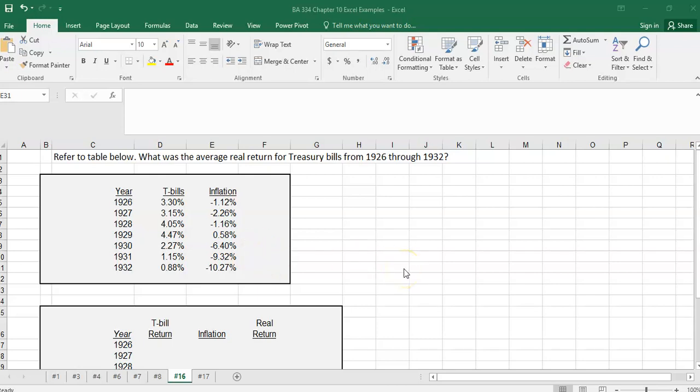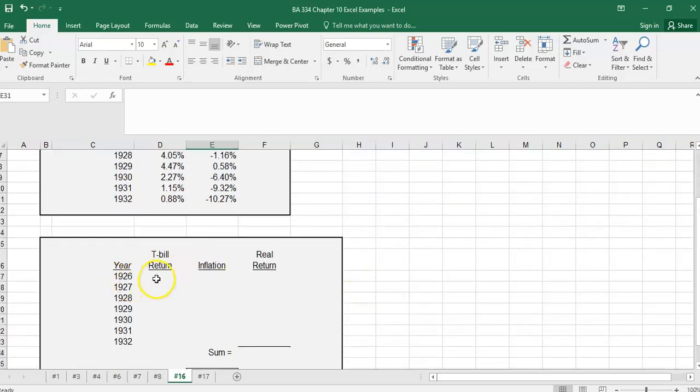In this video, we're going to finish up our chapter 10 examples for business finance. Here we're looking for the average real return for treasury bills from 1926 to 1932. So what we're looking for is the nominal return adjusted for inflation in order to get the real return. So we're going to be using the Fisher formula to get the real return, and then we're going to take an average of that real return.